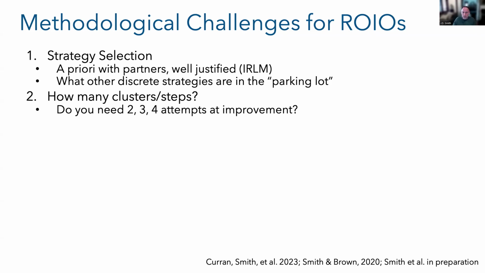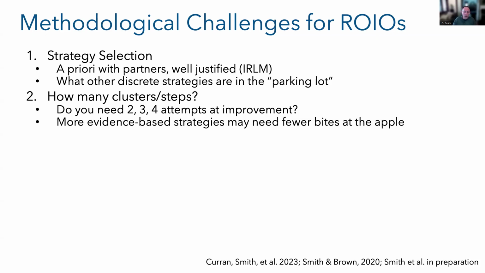How many clusters and steps do you need? It depends on the preliminary data, the nature of the implementation strategy, how complex it is. Do you need 2 attempts, 3 attempts, 4 attempts? For every attempt you add, add 1 more to get the number of clusters. So if you need 4 attempts, you need 5 clusters in your rollout sequence. More evidence-based strategies may need fewer bites at the apple, fewer attempts, because the evidence base is really strong.